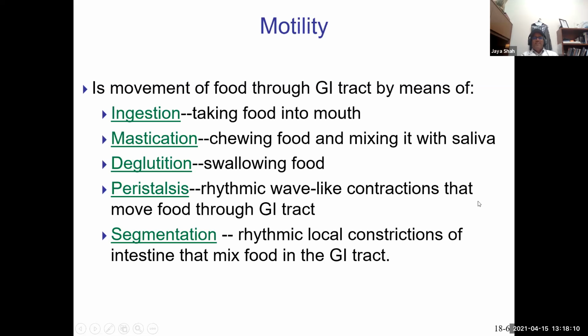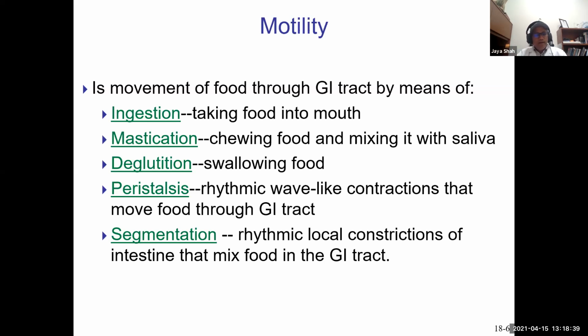No. Okay, so motility is the movement of food through the GI tract by means of ingestion. Ingestion means taking food into your mouth, like you're putting a piece of bread in your mouth. Then you chew it. That is chewing food and mixing it with saliva. You know saliva contains two kinds of enzymes.